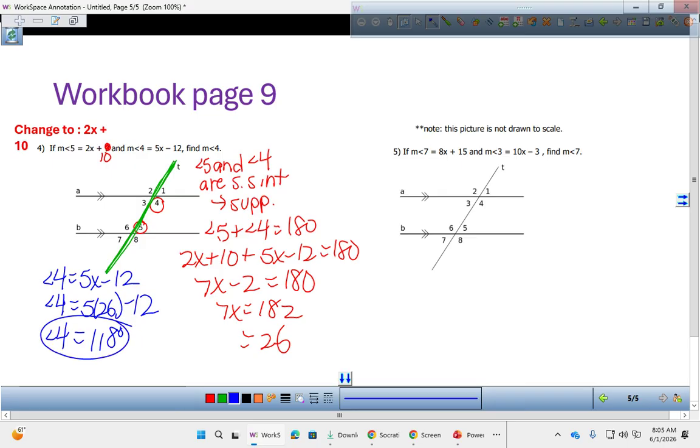So you're either adding them together and setting them equal to 180, or you're setting them equal to each other. In this case, because they were same side, we added them up and set them equal to 180.